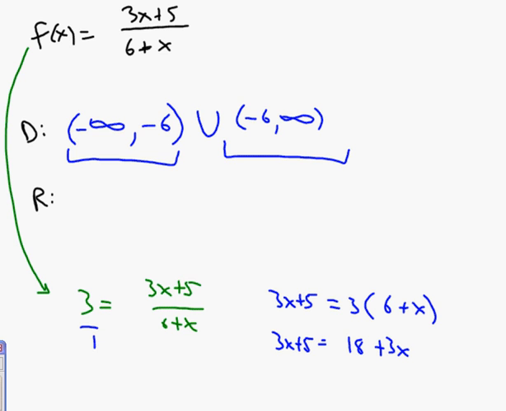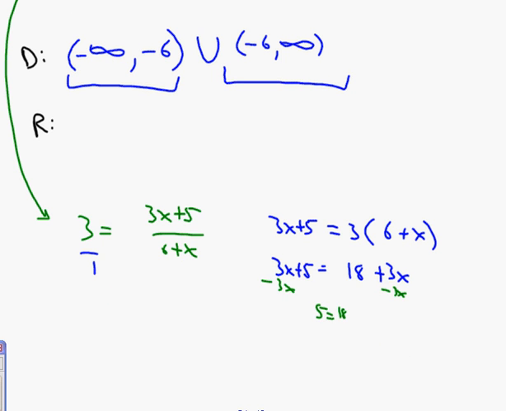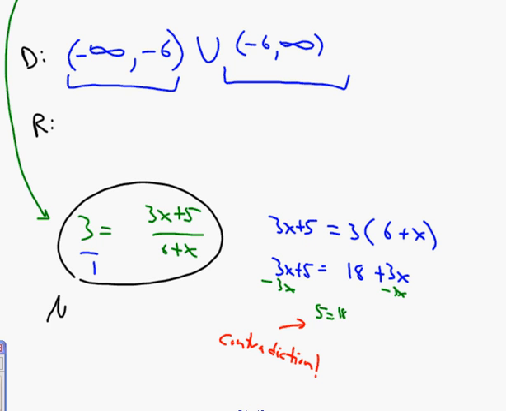And I claim that's kind of a weird equation, isn't it? You subtract 3x from both sides, and you end up getting 5 equals 18. Well, that doesn't make any sense, right? When you get a statement like this, where they're saying two things are equal and clearly not, that's called a contradiction. And if you have a contradiction, what that means is somewhere you assumed something incorrectly, or you wrote something down on the board that's not true. So that means that this statement is not true, which implies that y never equals 3.